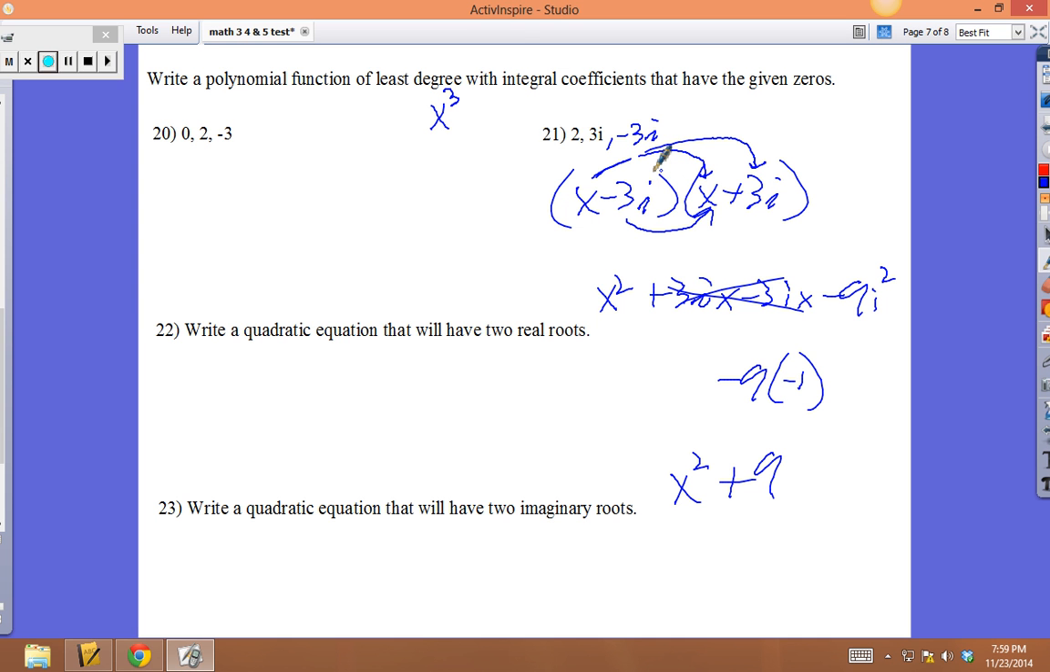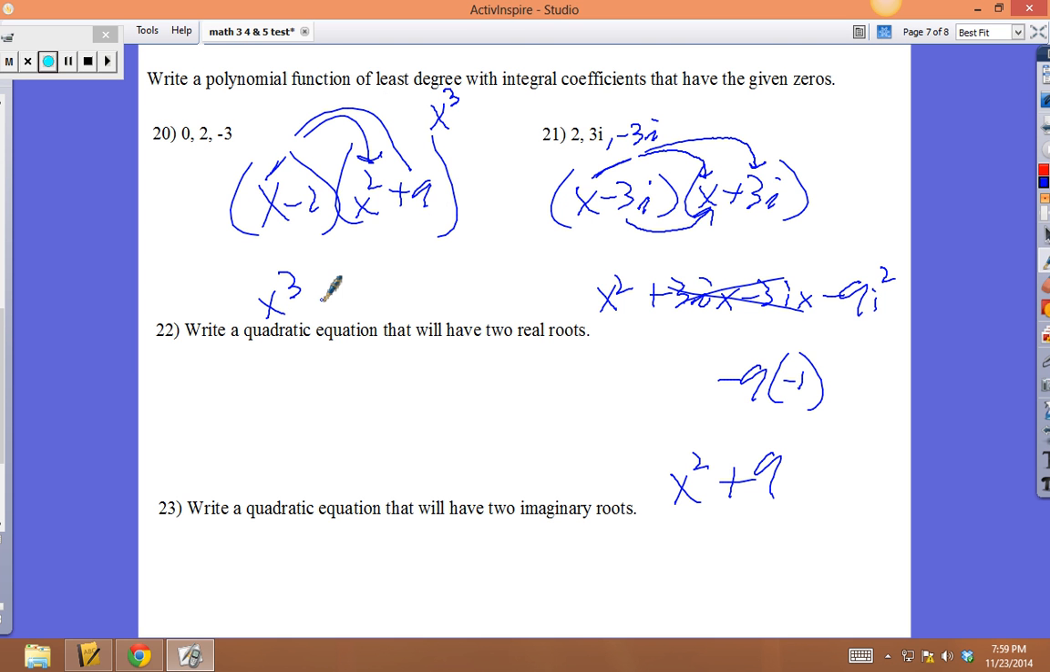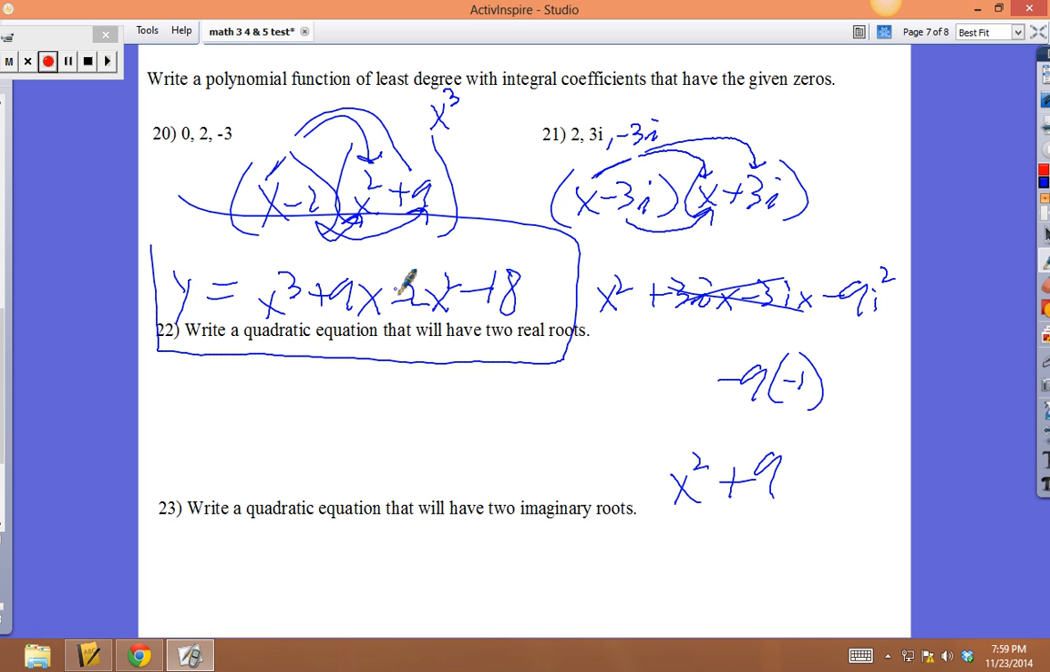Now your other root was the 2, so it's going to be x minus 2. You got to times that by x squared plus 9. So x times x squared, that's x cubed. x times 9 is plus 9x. A negative 2 times x squared is a negative 2x squared. A negative 2 times 9 is negative 18. And there's nothing that are like terms, so that's it. That's your answer. So you could write equals y, and then now it's a function. y equals x cubed plus 9x minus 2x squared minus 18.